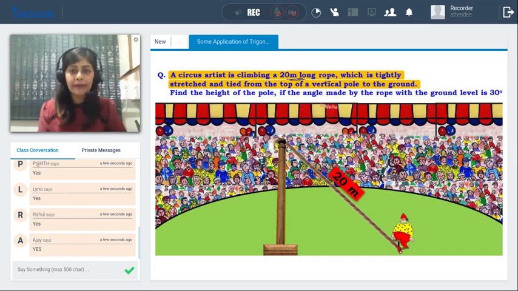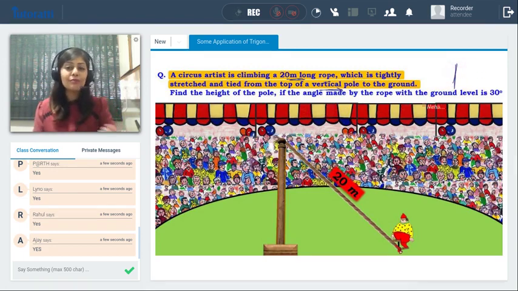So let's keep moving ahead till we find something concrete, which is tightly stretched and tied from the top of a vertical pole. Now, students, in a right angle triangle, we know there can be only one height. And they have already told us there is a vertical pole. That means this pole has to be considered perpendicular. Okay, don't mind the diagram. It's a freehand drawing, so don't mind the diagram. So the pole has to be vertical.